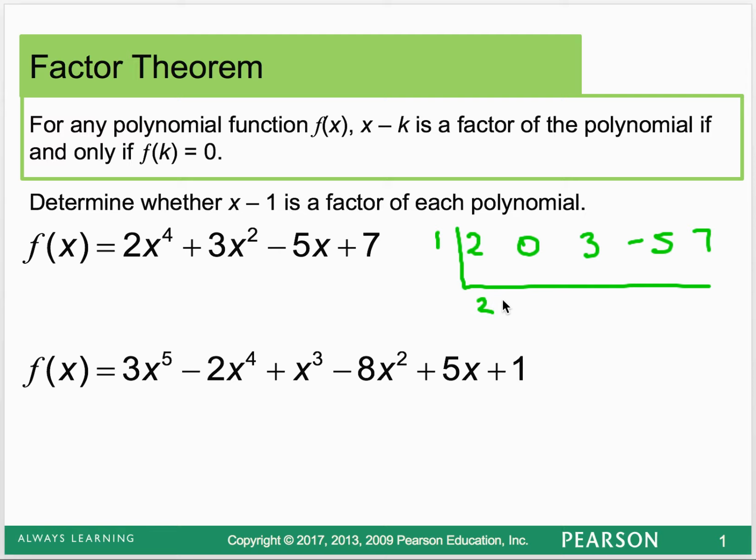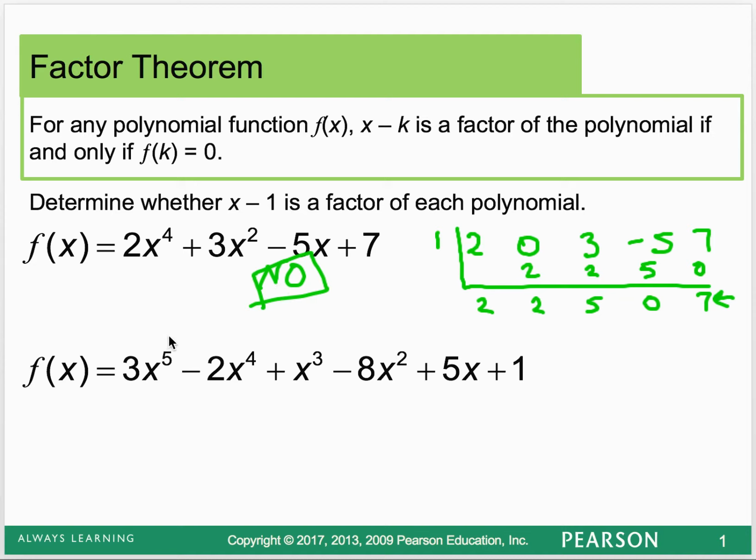Bring down the 2 to get us started. 1 times 2 is 2. Add them together. 1 times 2 is 2. Add them together. 1 times 5 is 5. Add them together. 1 times 0 is 0. So since that is not 0, this one does not have x minus 1 as a factor.